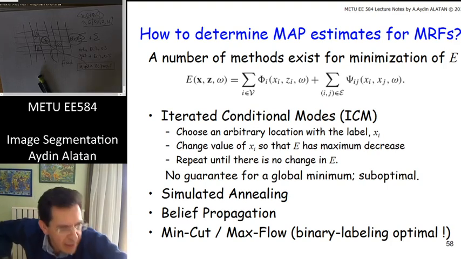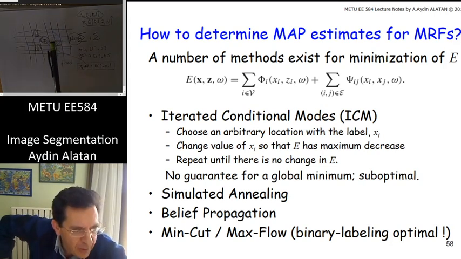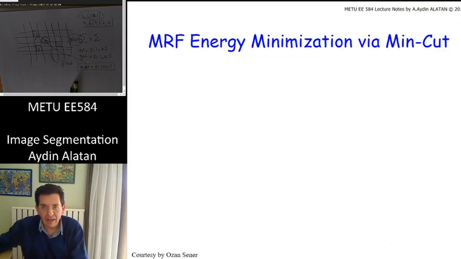ICM does it pixel by pixel, optimizes pixel by pixel and repeated many times. Unfortunately, nothing is guaranteed for a global minimum. The cost function is not minimized well. But this min cut max flow, more famously called graph cuts, guarantees to obtain this binary labeling in an optimal way. Now let's see, how do you minimize MRF energy using min cut?